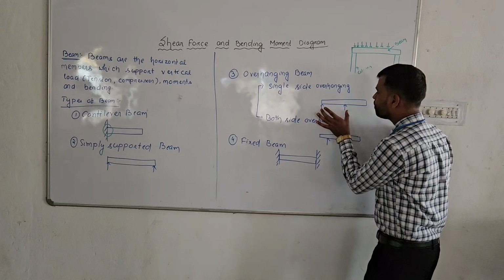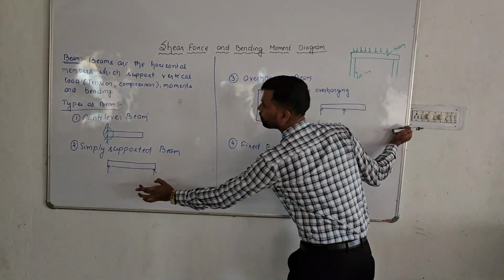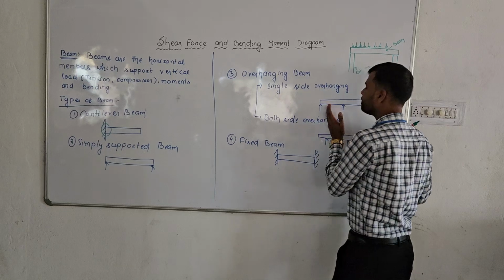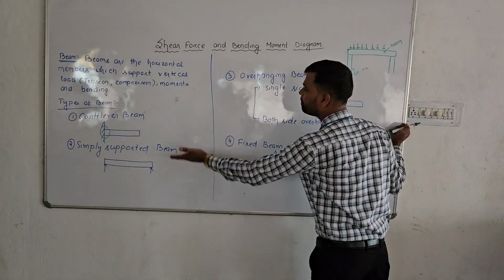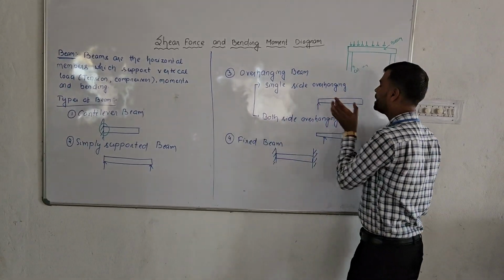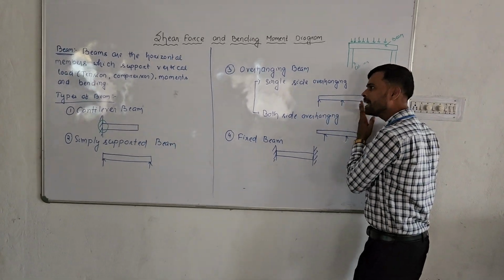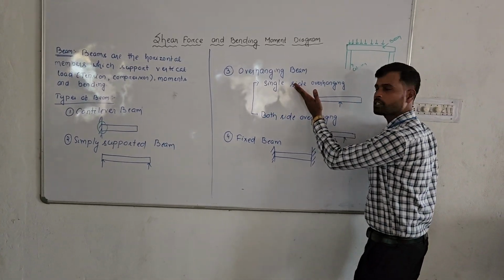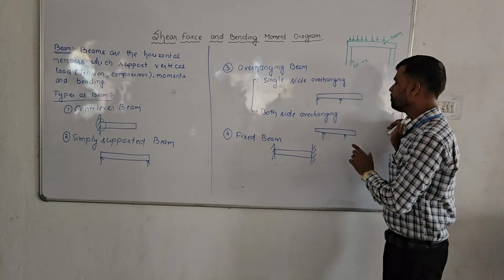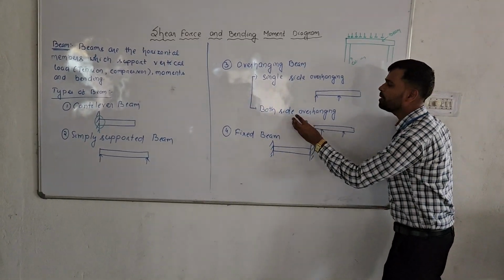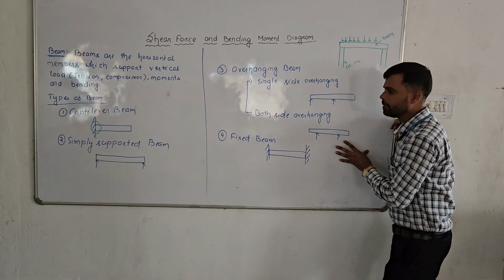You can see here from here to here this is the simply supported beam and from here to here this is the cantilever portion. So it is a mixture of both the simply supported beam and the cantilever beam, and here this is the overhanging portion. As the overhanging is on one side, this type of beam is called a single side overhanging beam. Here you can observe the overhanging is on both sides, so this type of beam is called a both side overhanging beam.